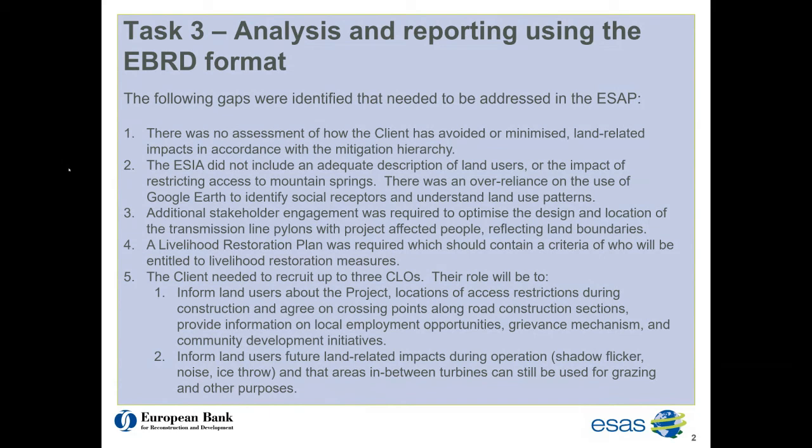So firstly, there was no assessment of how the client has avoided or minimised land-related impacts in accordance with the mitigation hierarchy. The project design needed to be reassessed and optimised to reflect the type and locations of social receptors. The ESIA did not include an adequate description of land users or the impact of restricting access to mountain springs to the grazers. There was in general an over-reliance on the use of Google Earth to identify social receptors and understand land use patterns.